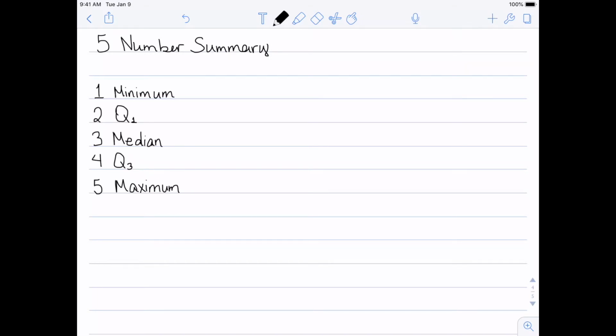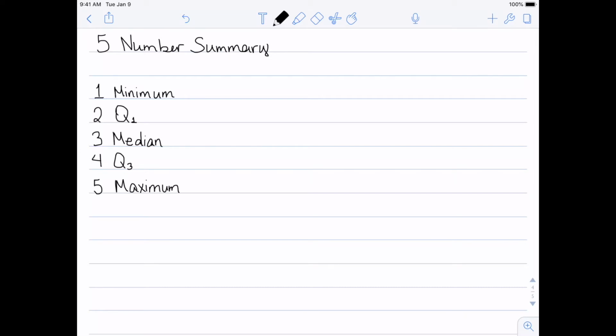We'll now extend the idea of quartiles into what's called the 5-number summary. The quartiles were 3 different numbers, so we're going to add 2 things to the quartiles to get the full 5-number summary. So the 5-number summary consists of the minimum value, so the smallest value in the data set, Q1, the median or Q2, Q3, and the maximum. So we're adding in 2 values, the minimum and the maximum.